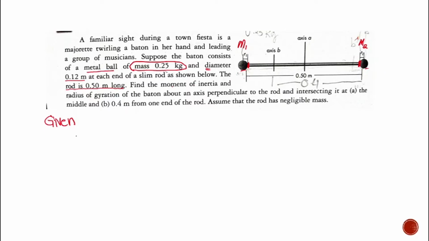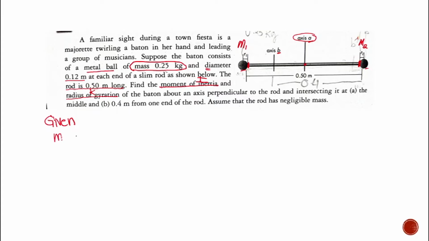Now we are tasked to find for the moment of inertia, okay, yung I, and the radius of gyration. And also we are tasked to find for the moment of inertia and radius of gyration on a different axis. Ito sa letter B. So meron tayong letter A and letter B. So we are going to answer first yung letter A. Now dito sa situation, this is where the axis of rotation nandito sa may gitna.